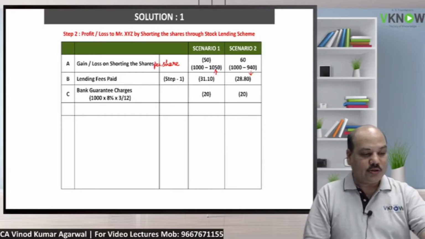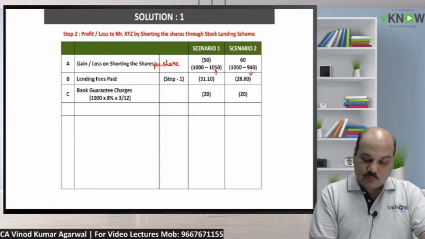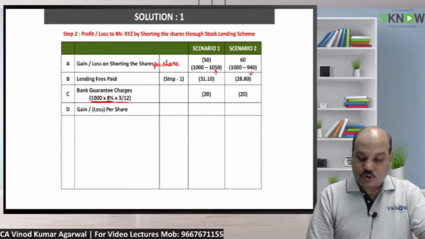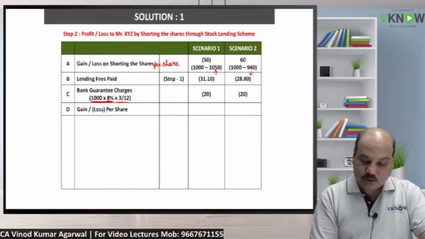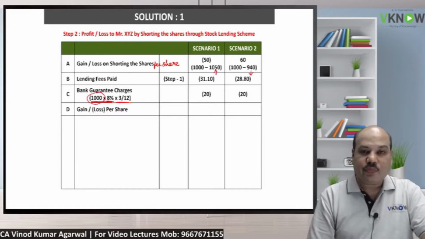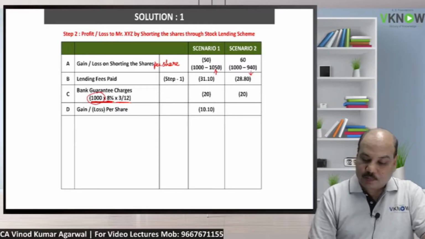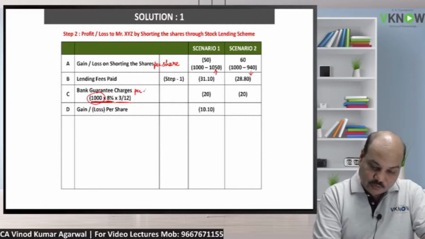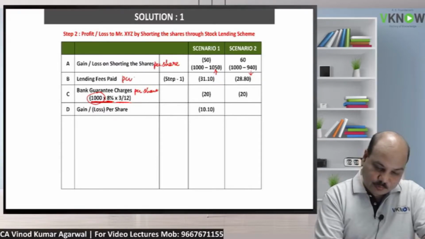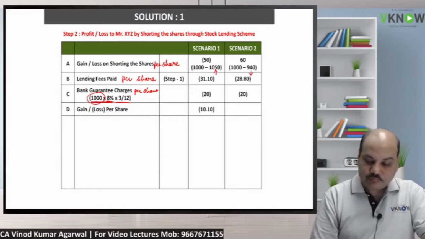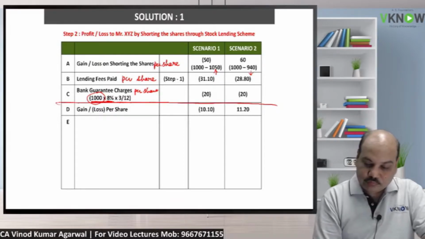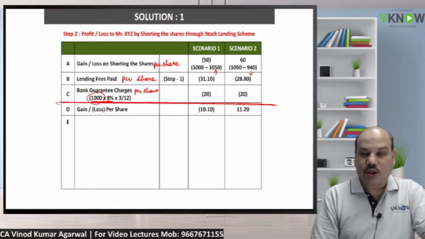Then bank guarantee charges. It is based on the price at the beginning at the rate of 8% for 3 months. So 20 and 20 rupees. This is based on 1000 rupees. So all these calculations are per share. Okay, so take the total now. Gain or loss per share.